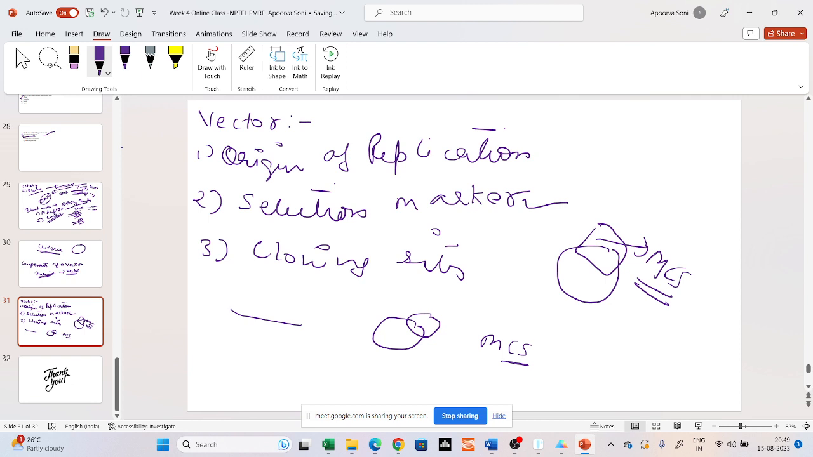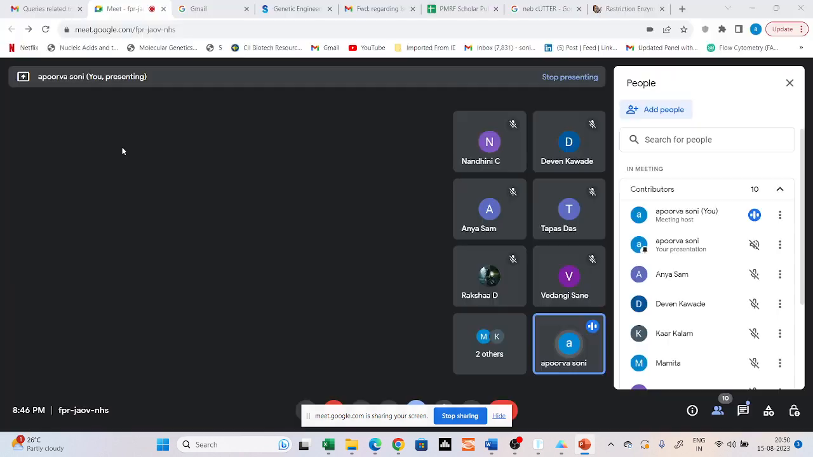So these are the basic things. If anybody asks what the basic things are that a vector should have: if a vector does not have an origin of replication, then how will it replicate? It cannot replicate. When it does not have any selection marker, then how can you screen whether your vector has taken up the insert or not? So a selection marker is needed, and it should have cloning sites, otherwise you won't be able to cut it with any restriction enzyme. Is it clear?